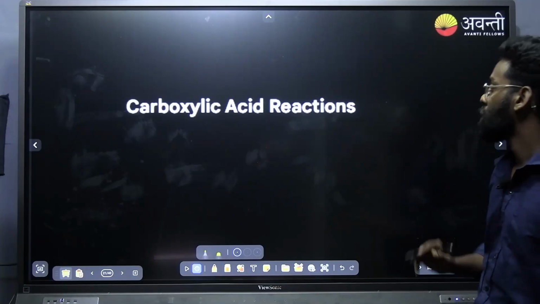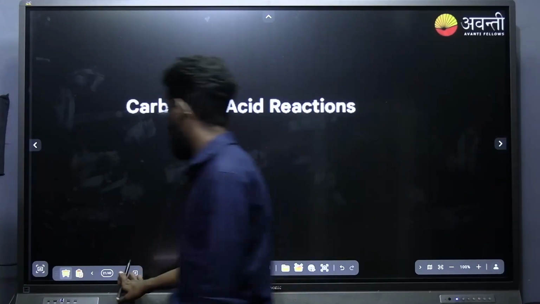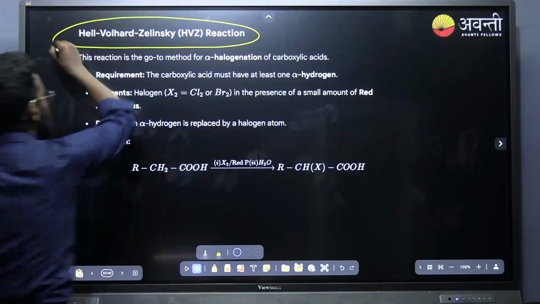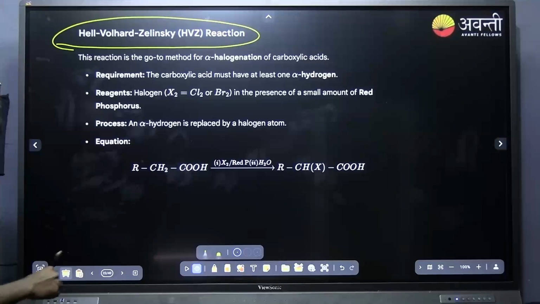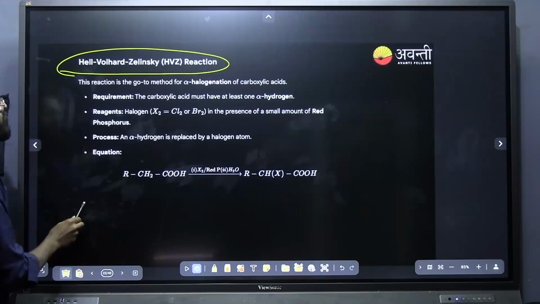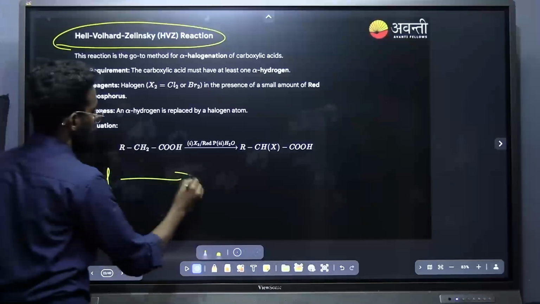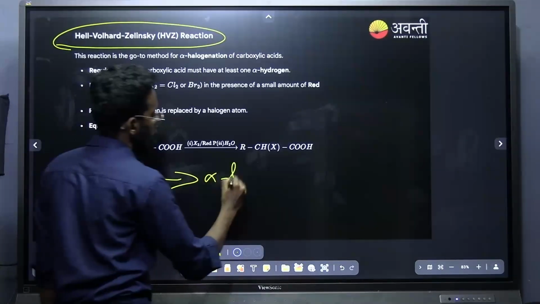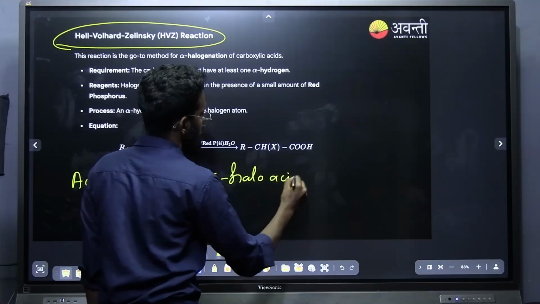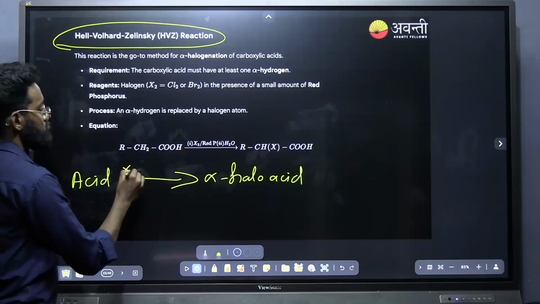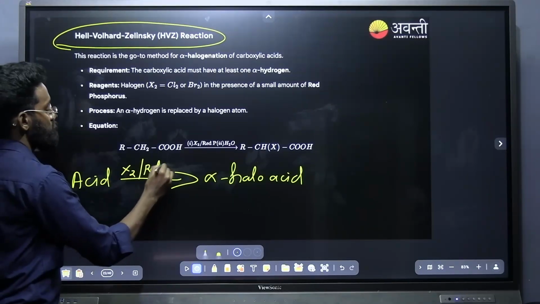Now the last part, that is carboxylic acid reaction. It's a very simple one. I am not going to give much of the reactions of carboxylic acid, only the Hell-Volhard-Zelinsky reaction. What is the Hell-Volhard-Zelinsky reaction? Acid is converting into alpha halo acid. What are the reagents? X2 in presence of red phosphorus.